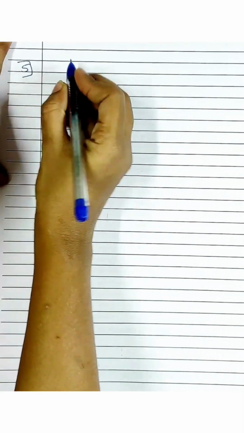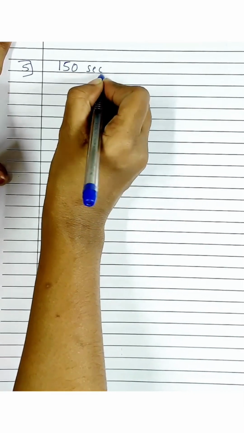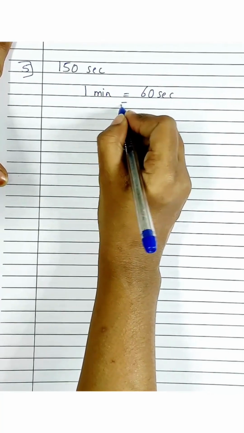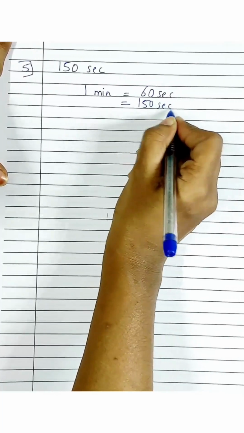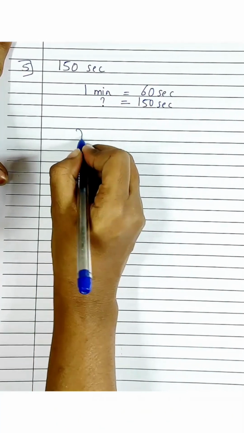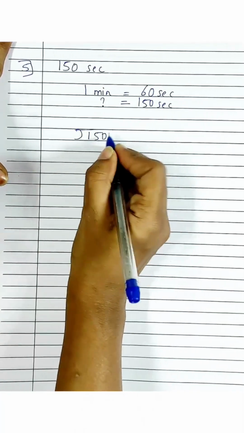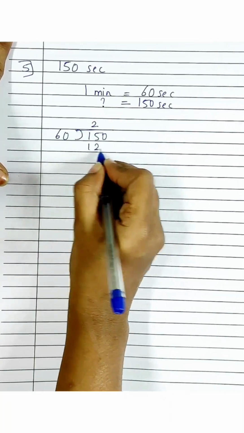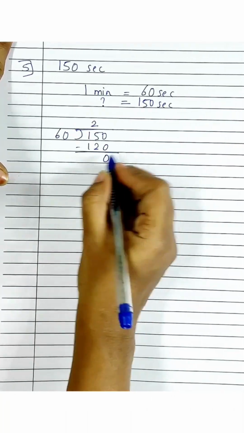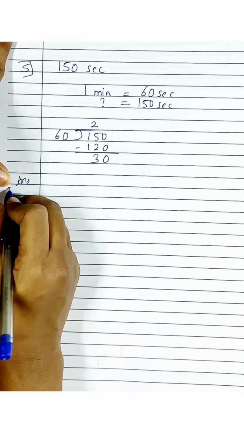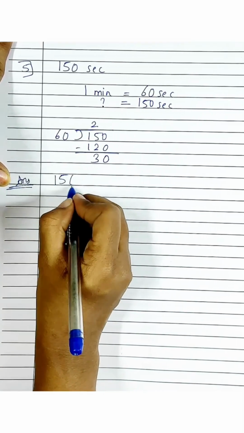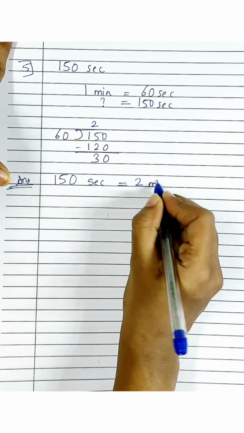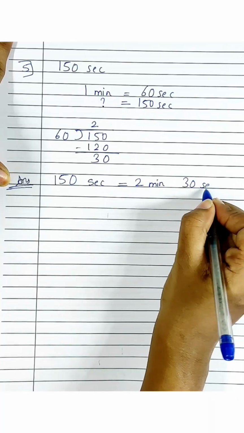Fifth example. Okay. 150 seconds. Again, in 1 minute, there are 60 seconds. So in 150 seconds, there are how many minutes? Again, you have to divide 150 by 60. So 60 2s are 120. So how much is your remainder? 30. So how will you represent your answer? 150 seconds includes 2 minutes, 30 seconds.